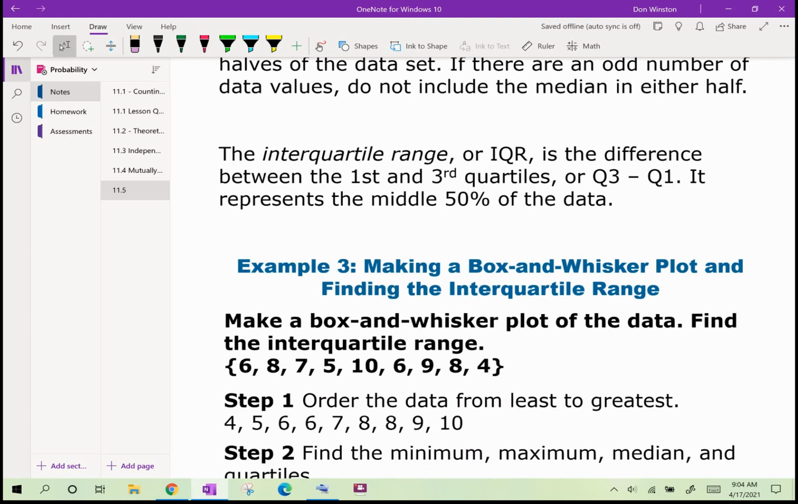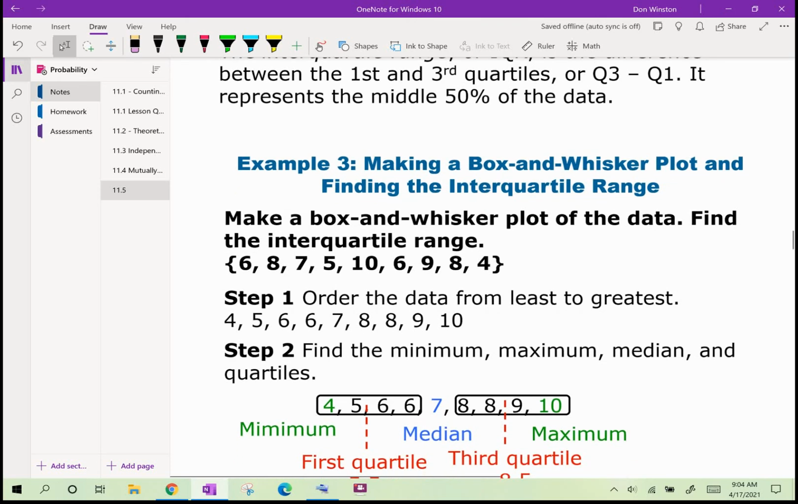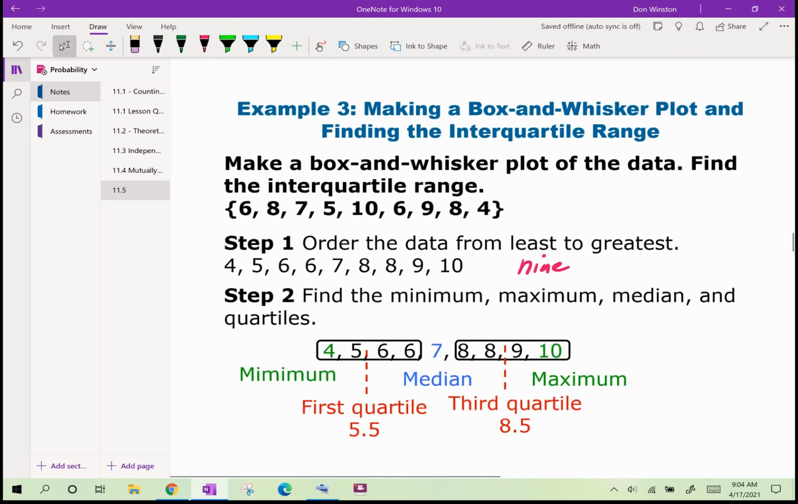So, example: making a box and whisker plot and finding the interquartile range. We have this data set: 6, 8, 7, 5, 10, 6, 9, 8, 4. We have to order the data from least to greatest to find our median. Let's see here. We have 1, 2, 3, 4, 5, 6, 7, 8, 9. We have 9 items, so the median will be the number right in the middle. So let's find the maximum, minimum, median, and quartiles. When we order the data, the median is going to be the number right in the middle. We have 9 items, so the median is going to be 7.